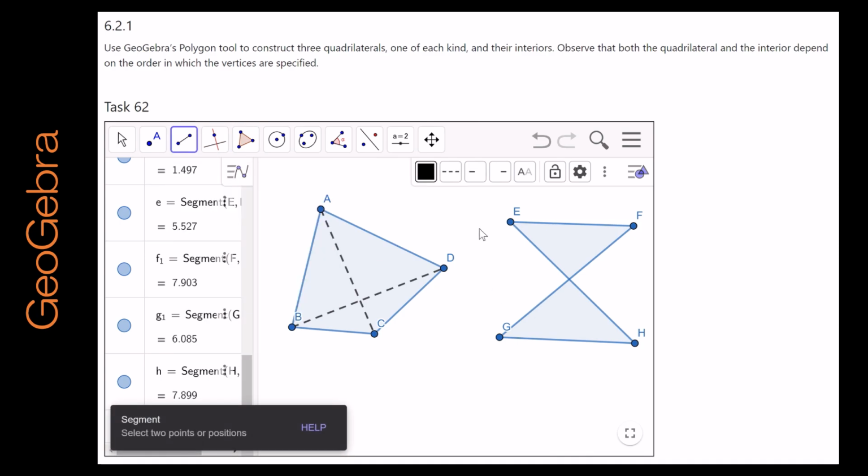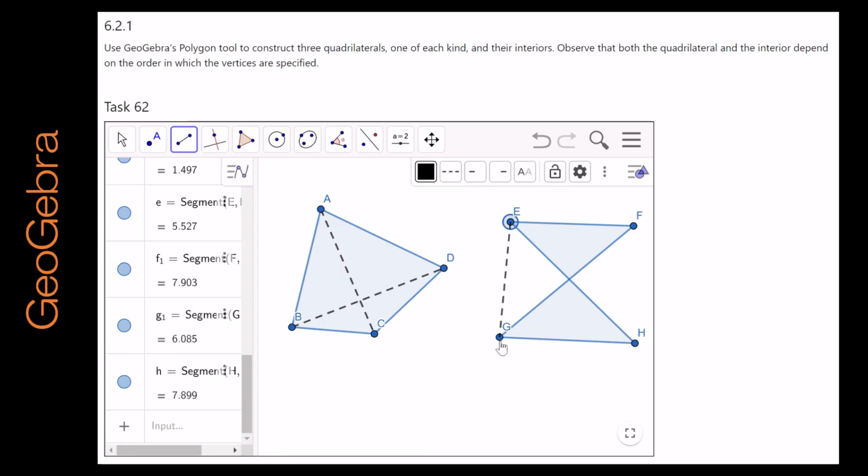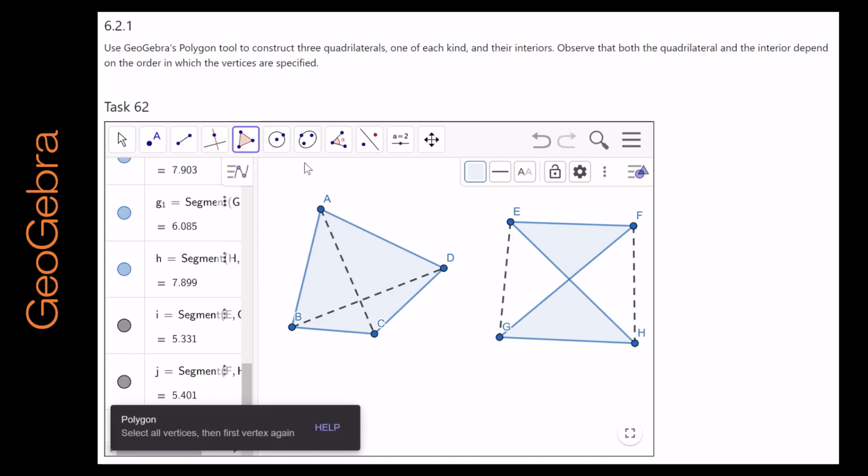You can also create the segments. And notice if I go to opposite vertices, those diagonals occur not really diagonally, but outside of the figure. The last type of figure is a concave quadrilateral.